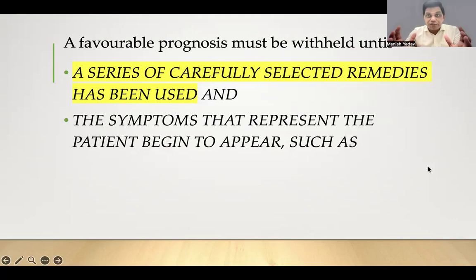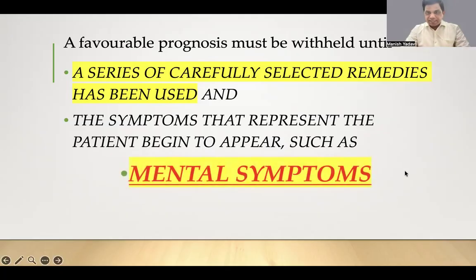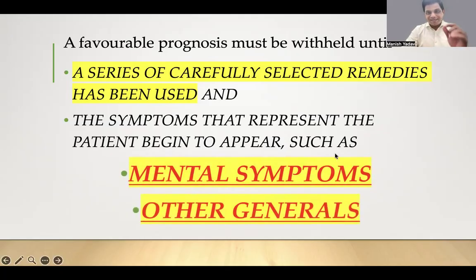So there could be cases which are being suppressed, where only common symptoms are there. So he is talking about the layer by layer theory. A series of carefully selected remedies has been used, and the symptoms that represent the patient begin to appear, such as the mental symptoms and the other general symptoms. Now this is the summary of this lecture actually. So ultimately he says you will get those cases. Of course, you should keep in mind that you have to understand the person, but many times you have to have a series of changes of remedies in those complicated cases.